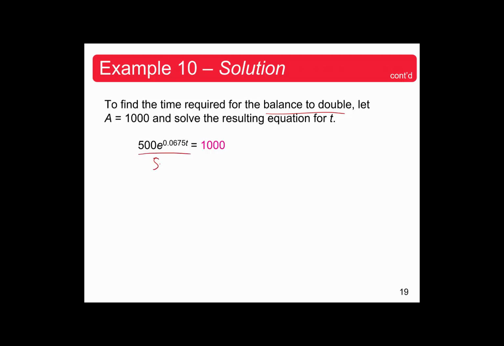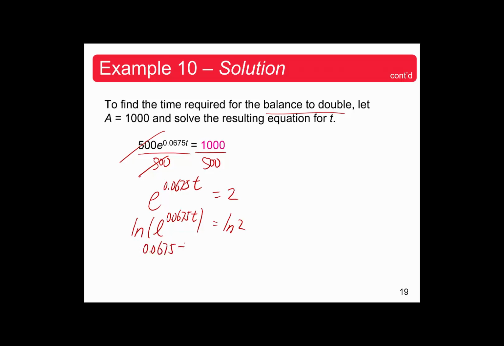So first of all, divide 500 from both sides of the equation. Cancel 500. e raised to 0.0675t is equal to 2. Now you take ln from both sides of the equation. And the logarithm and exponent offset each other. You get 0.0675t equal to ln of 2. Dividing 0.0675 from both sides of the equation, so t is approximately ln of 2 over 0.0675.